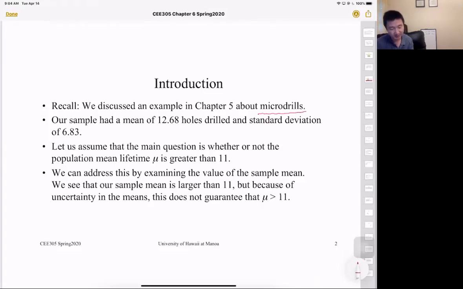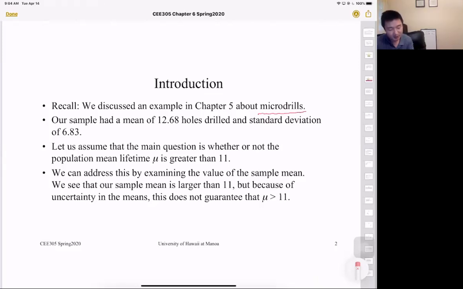So let's see. We want to know this question. The main question is whether or not the population mean lifetime mu is greater than 11, which means if these new micro drills can, on average, drill more than 11 holes before they fail. Okay, so this is a very common question. We want to know how many holes this drill can drill on average. Okay, a certain product can last how long.